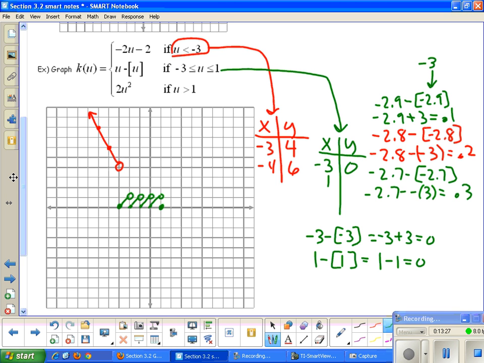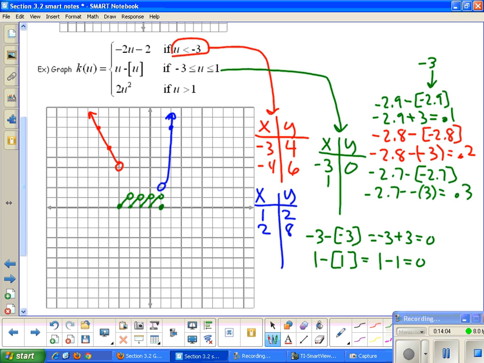So then for the last part, I have u is greater than 1. So for my table, if I plug in 1, we're open circle at 1, so 2 times 1 squared would be 2. So at 1, 2, I have an open circle. And then if I plug in 2, 2 squared is 4 times 2 is 8. And so it's just a half of a parabola, so it's kind of hard to draw. So it looks something like that.